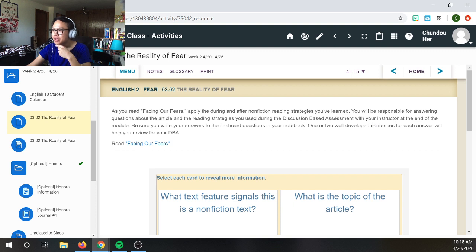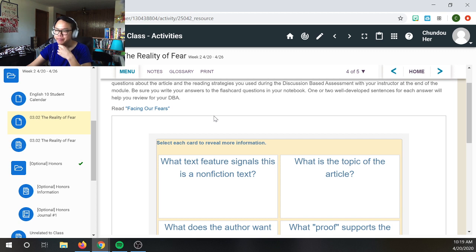You will be responsible for answering questions about the article and the reading strategies you use during the discussion-based assessment with your instructor. Yeah, we're not actually doing that. We're not doing a discussion-based assessment because basically what that would mean is I would have to call each of you individually and then do the discussion-based assessment. So with your instructor at the end of the module, be sure you write your answers to the flashcard questions in your notebook. One or two well-developed sentences for each answer will help you review for your DBA.